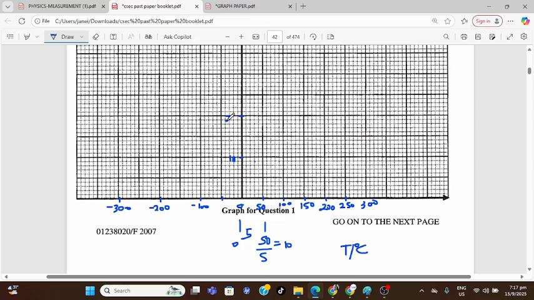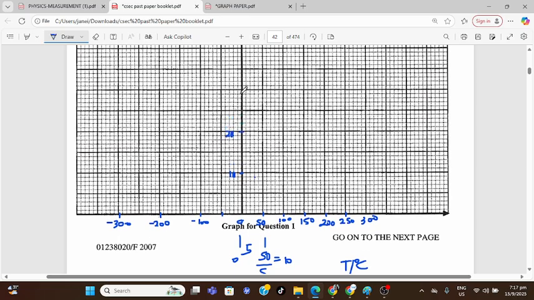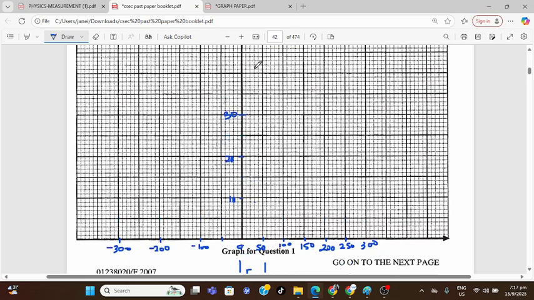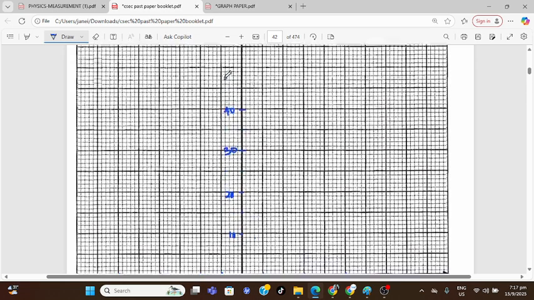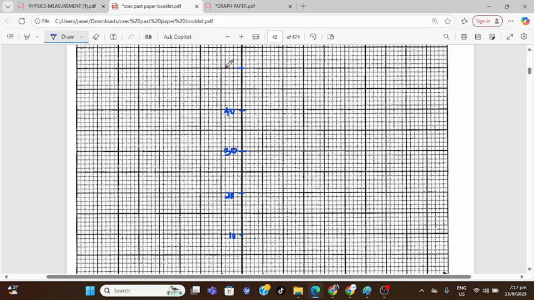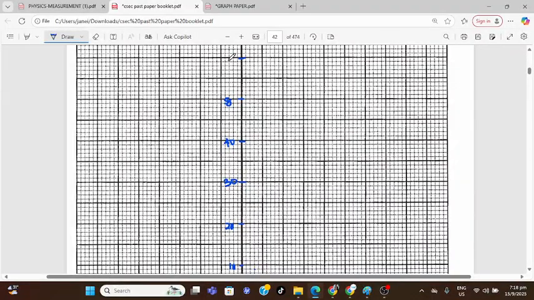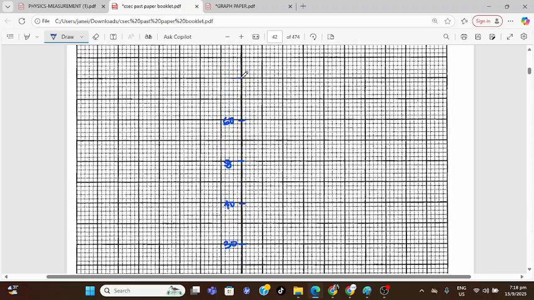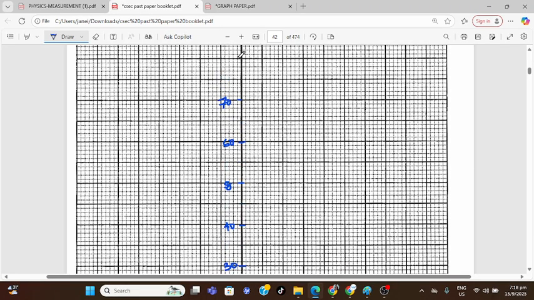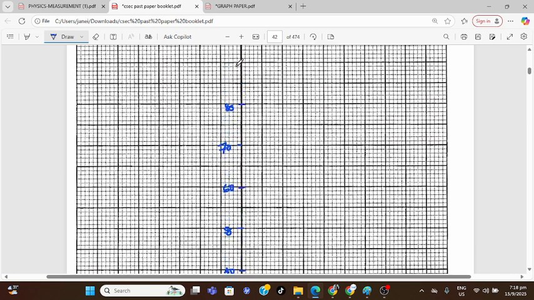This is going to be 20. This is going to be 30. This is going to be 40. This is going to be 50. This is going to be 60. This is going to be 70. This is going to be 80. And that's going to be 90.